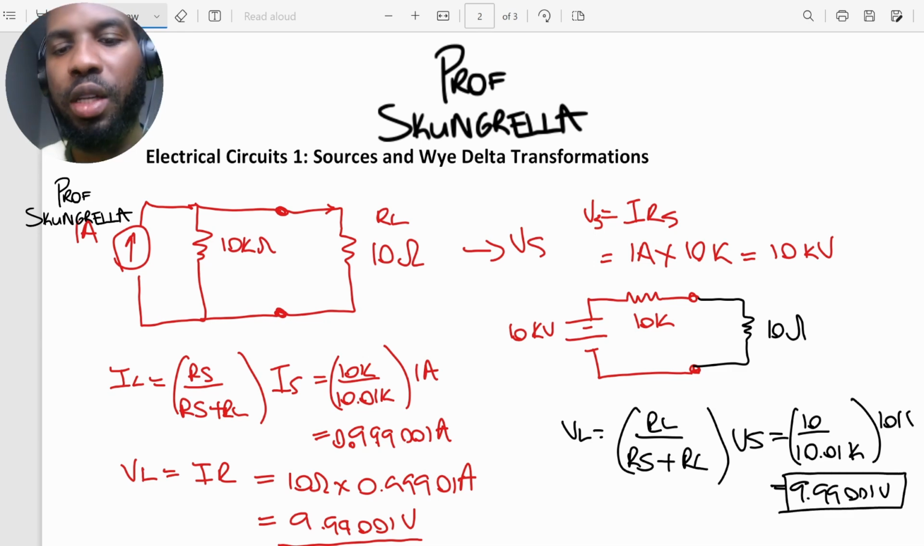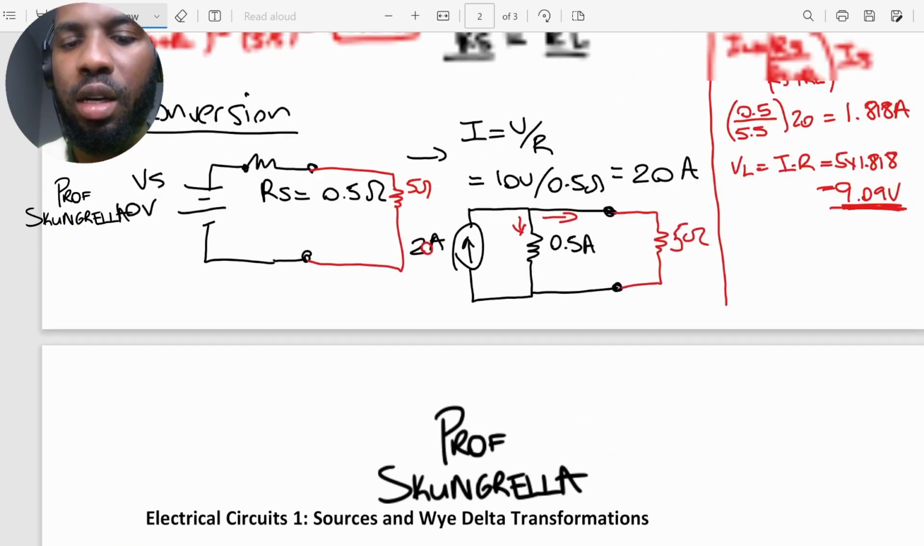So source conversion is not difficult at all. You just use Ohm's law. If you're going from current to voltage, you need to multiply. If you're going from voltage to current, you divide, and so forth.